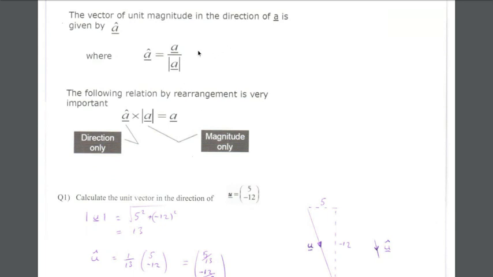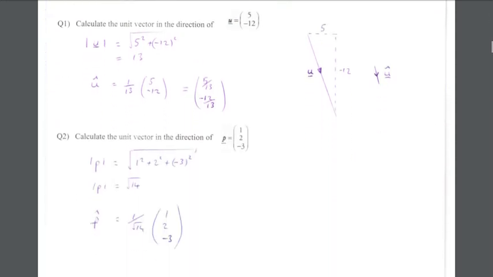So given any vector, we would find the magnitude and divide the vector that we originally started with by the magnitude. So if a vector has a magnitude of 5, for example, then a unit vector would be 1/5 of that original vector. Let's have a look at an example, easier to explain with an example.